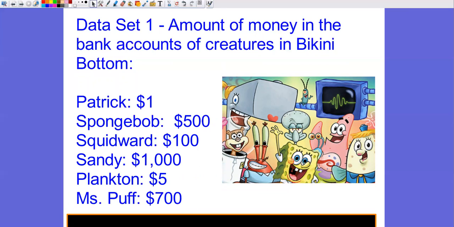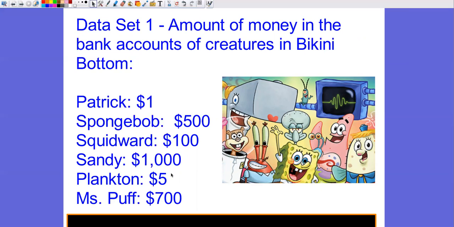Okay? Now, how are these data distributed? Let's think about this. What number would describe this data set? Well, are there any outliers? Maybe 1's an outlier. Maybe 1,000's an outlier, but it's hard to say if they're big outliers.